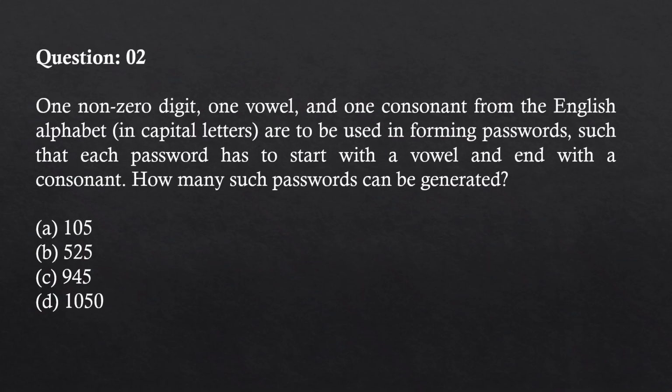Now question number 2, and please read carefully. One non-zero digit, one vowel and one consonant from the English alphabet are to be used in forming passwords, such that each password has to start with a vowel and end with a consonant. So how many such passwords can be generated? So what is the condition? The condition is that each password has to start with a vowel and end with a consonant. Now we can change in the midway.